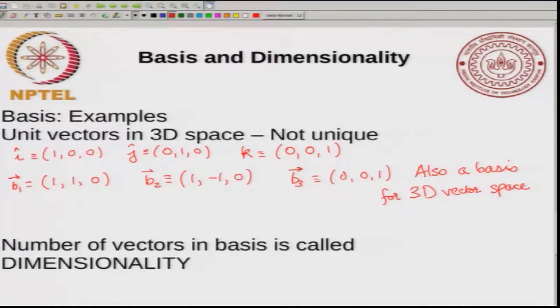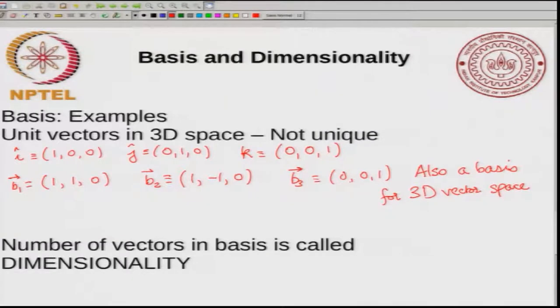Okay. So, the basis is not unique, you can have many different bases, but they should still satisfy the conditions that they should be linearly independent, and you can write any vector as a linear combination of these. Okay. And you can verify that. So, for example, suppose you just take two of these vectors b 1 and b 2.